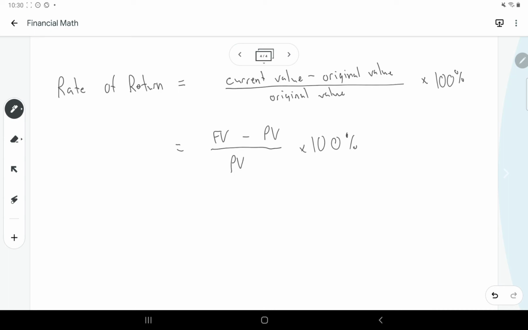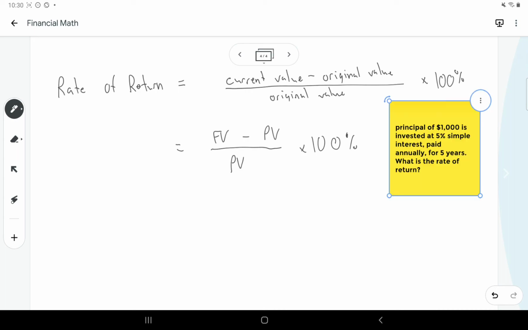Okay, so let's look at a quick example here. Won't take more than a minute. Okay, so the question we have here: a principal of $1,000 is invested at 5% simple interest paid annually for 5 years. What is the rate of return? So first, since we have the present value, we need to find the future value. So let's do that real quick.